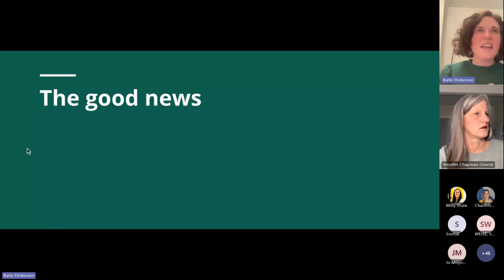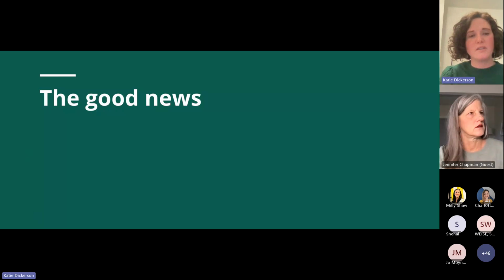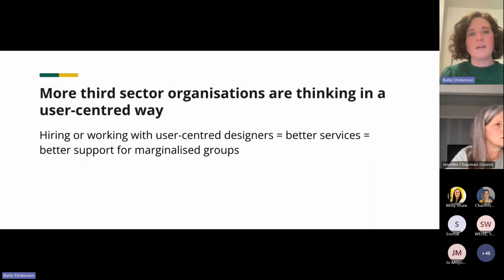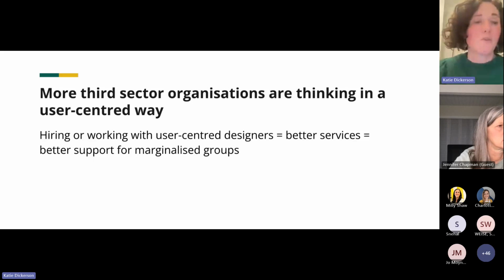So that was a lot about negative things, and I wanted to spend some time focusing on some more positive things about user-centered design in the third sector. And I think it's really great that more third sector organizations are thinking in a user-centered way. Hiring or working with user-centered designers is going to lead to better services, which is going to lead to better support for marginalized groups, which is great. That's what everyone wants.